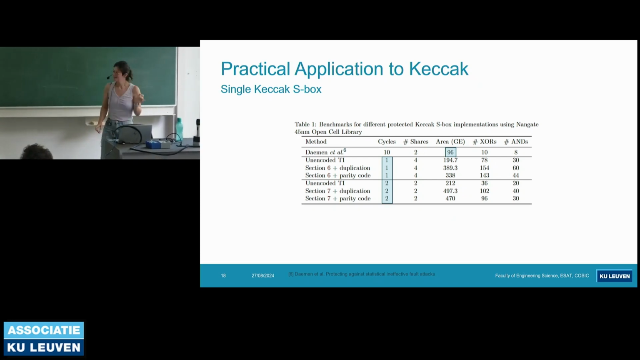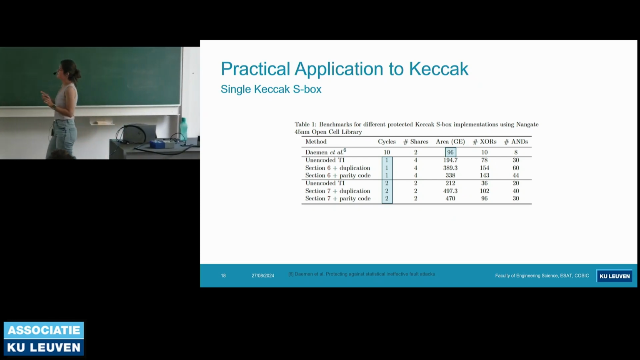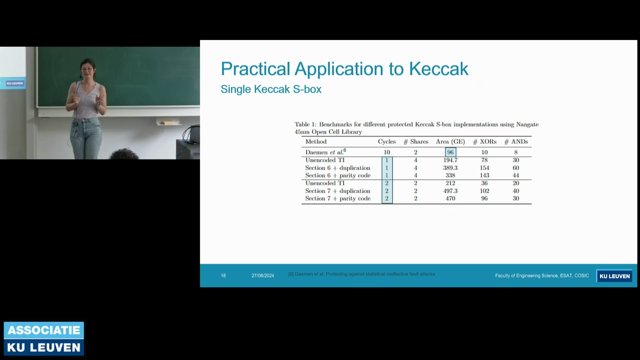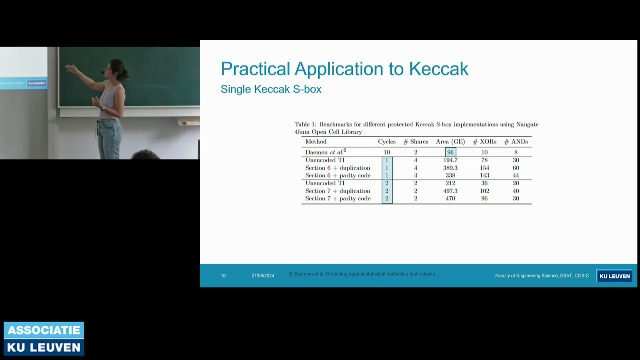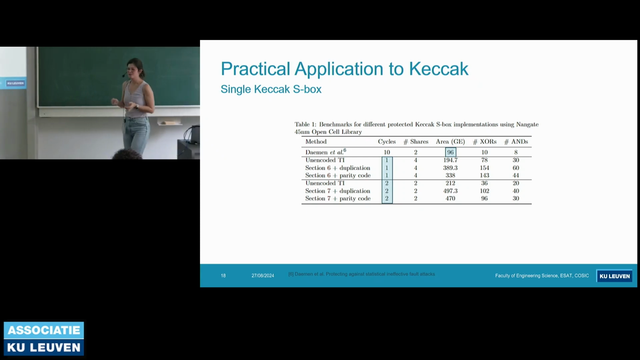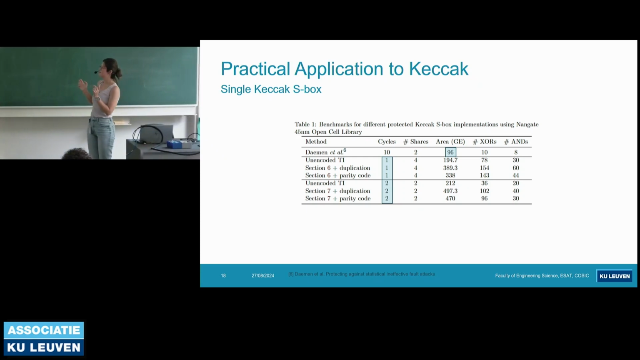The first thing we see is the countermeasure from Johan Daemen makes use of 10 cycles, which is quite a lot. The cycles we use in StaTI are 1 for 4 shares and 2 cycles for 2 shares. But when we check the area cost, we don't really have any improvement. The only improvement is coming from the cycles.